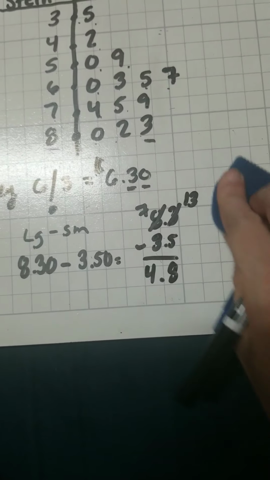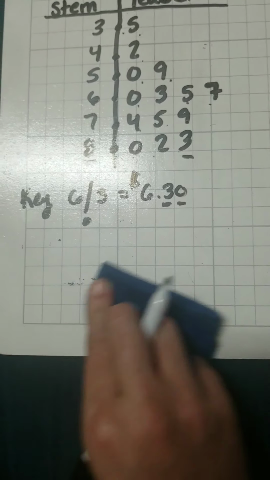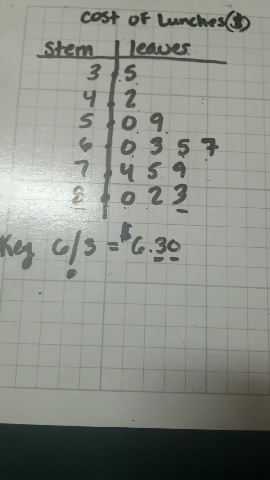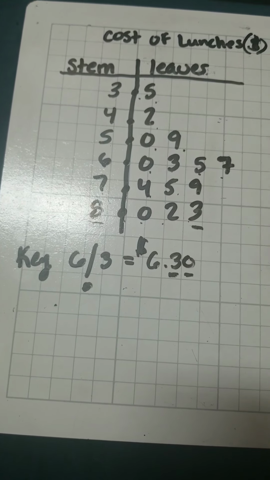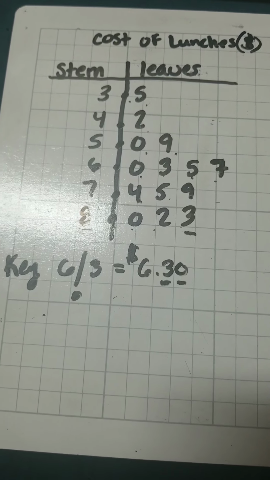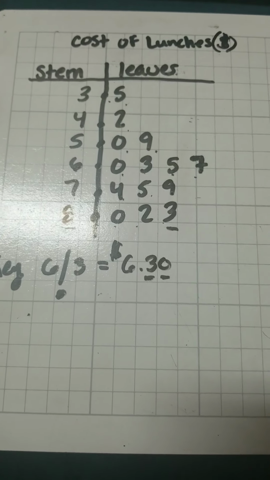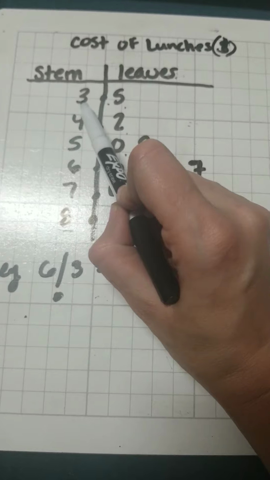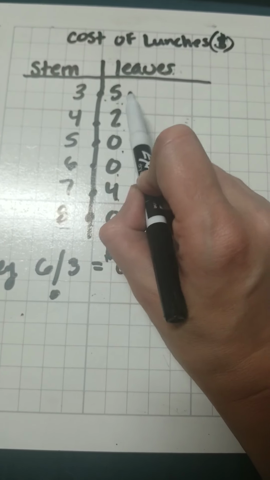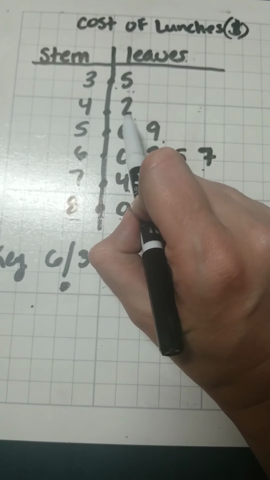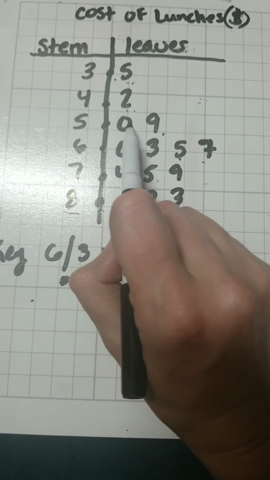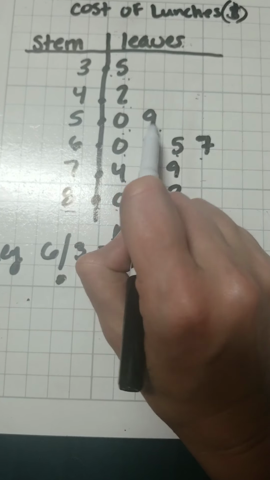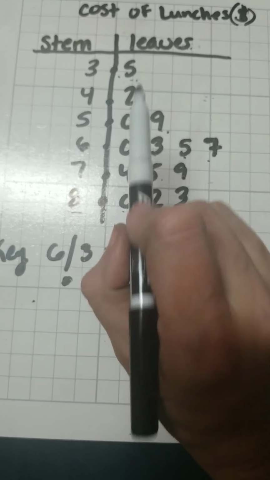Okay, so the next one we're going to do is called the mode. The mode is the number that we see the most. So I'm going to look at each stem and each set of leaves and see if there is a stem that has a set of leaves that repeat themselves or has the same value. So this is a stem of 3, then a leaf of 5. There's no repetition there. Stem of 4, leaf of 2, no repetition. Stem of 5, leaf of 0, stem of 5, leaf of 9. There's no repetition in the 5 stems.